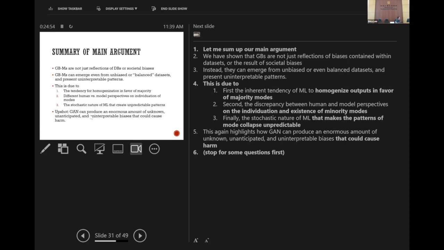First is the tendency for homogenization in favor of majority modes. And the second is the discrepancy between human and model perspectives on individuation and the existence of modes, or minority modes specifically. And it's also due to the stochastic nature of machine learning that makes patterns of mode collapse quite unpredictable. So this again highlights how GAN can produce an enormous amount of unknown, unanticipated, and uninterpretable bias that could potentially cause harm.